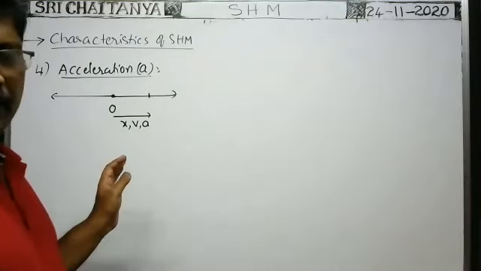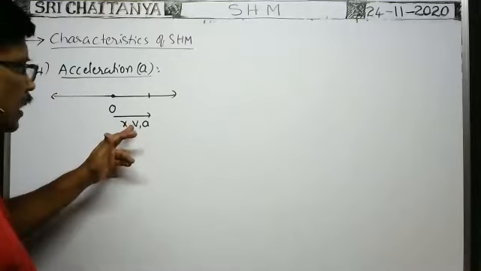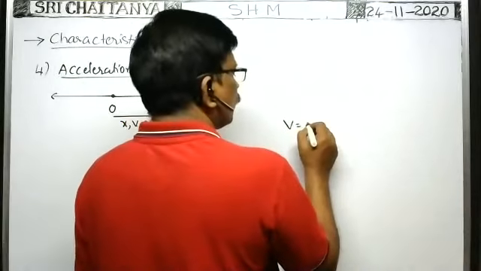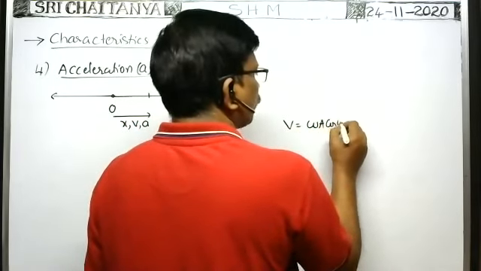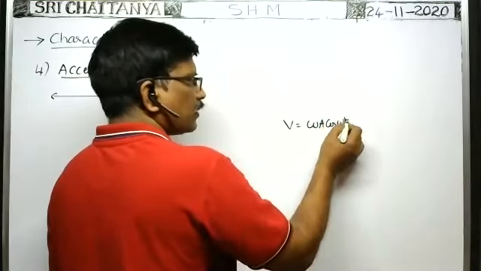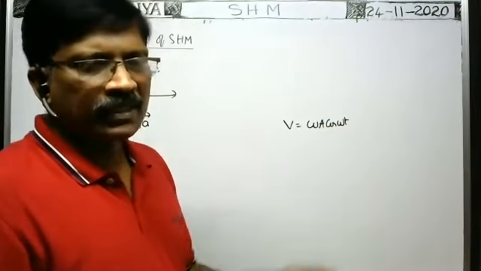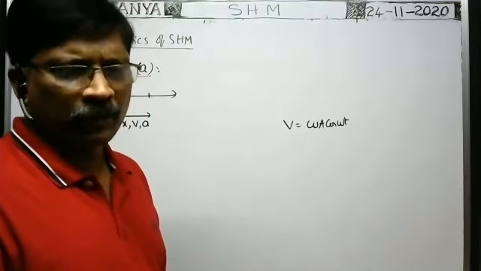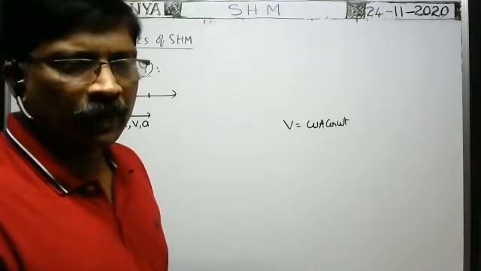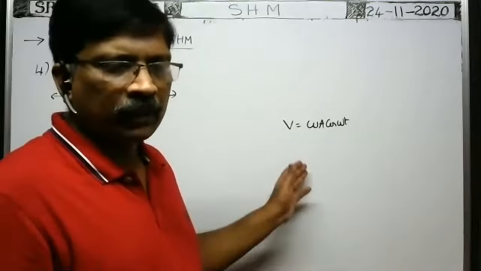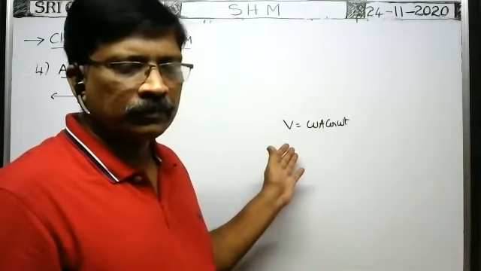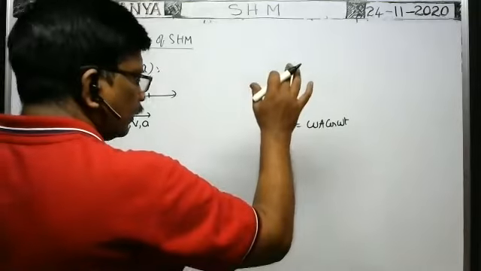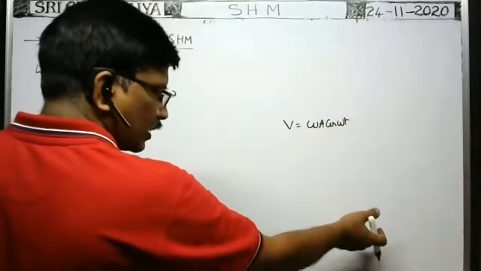Just previously, somebody asked me, is the velocity variable or constant? We know velocity of the particle in SHM is omega a cos omega t. As time changes, as the cosine function changes, velocity also varies. That means in simple harmonic motion, the velocity of the particle does not remain constant. It varies with time according to the cosine function.